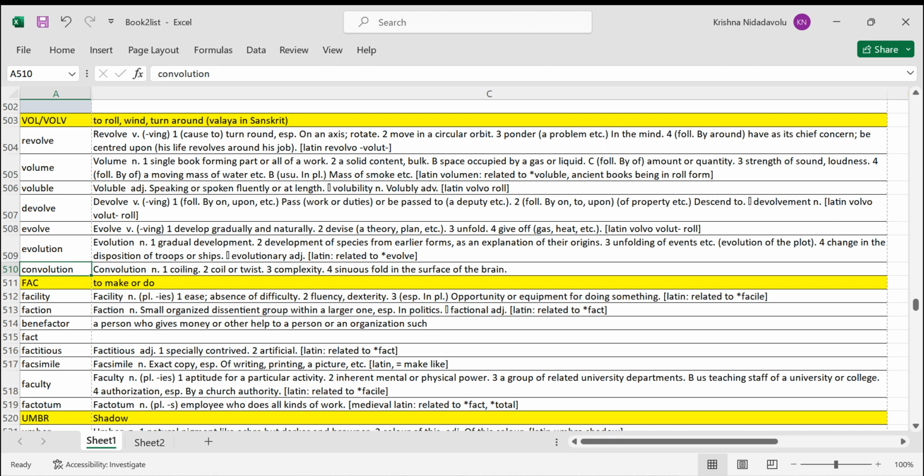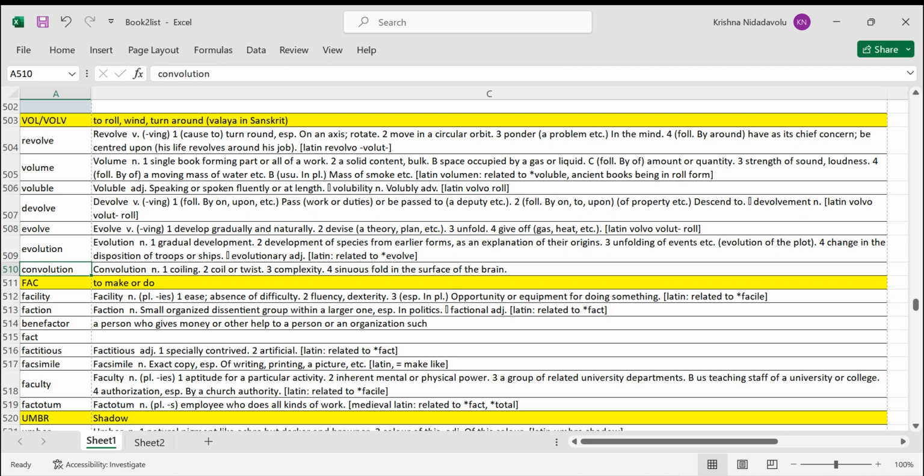Convoluted language may make people suspicious. You are not speaking clearly. You are trying to hide something. You are trying to make it complex, probably because you want to fool someone. Okay, that is convolution. Hope you understood these words with the root vol, which means go round. Remember it and relate it with valaya in Sanskrit.